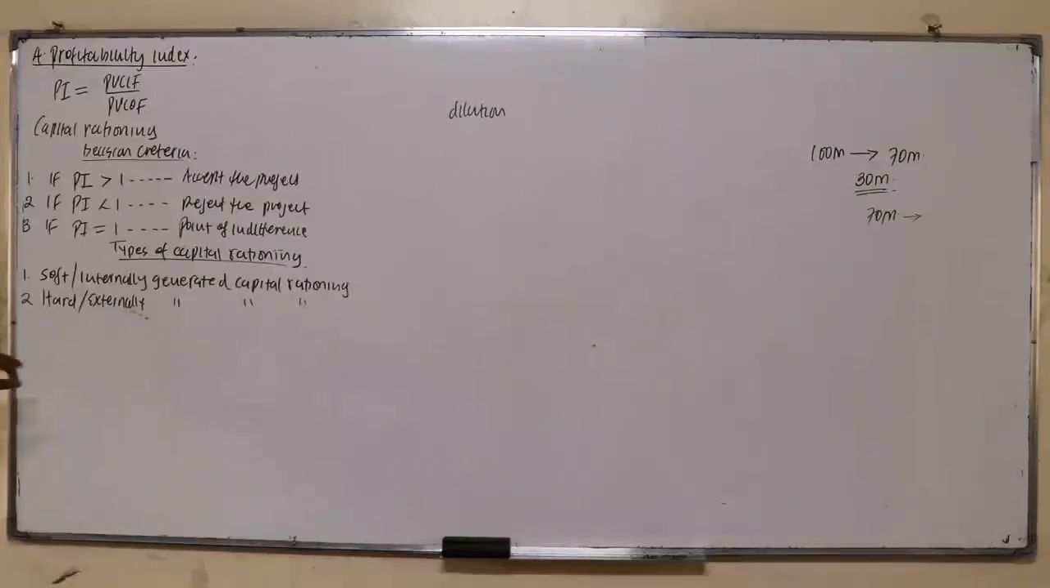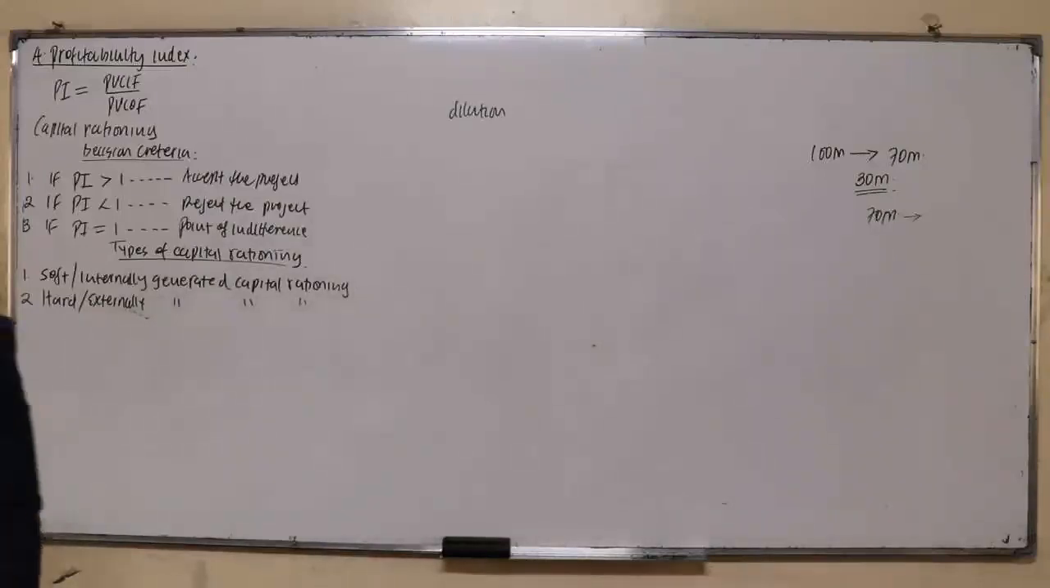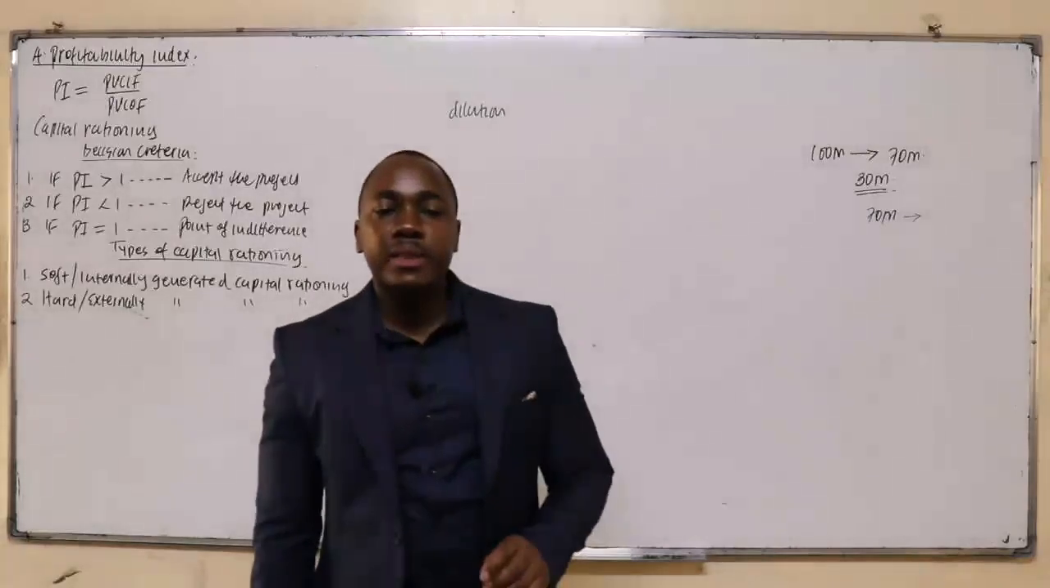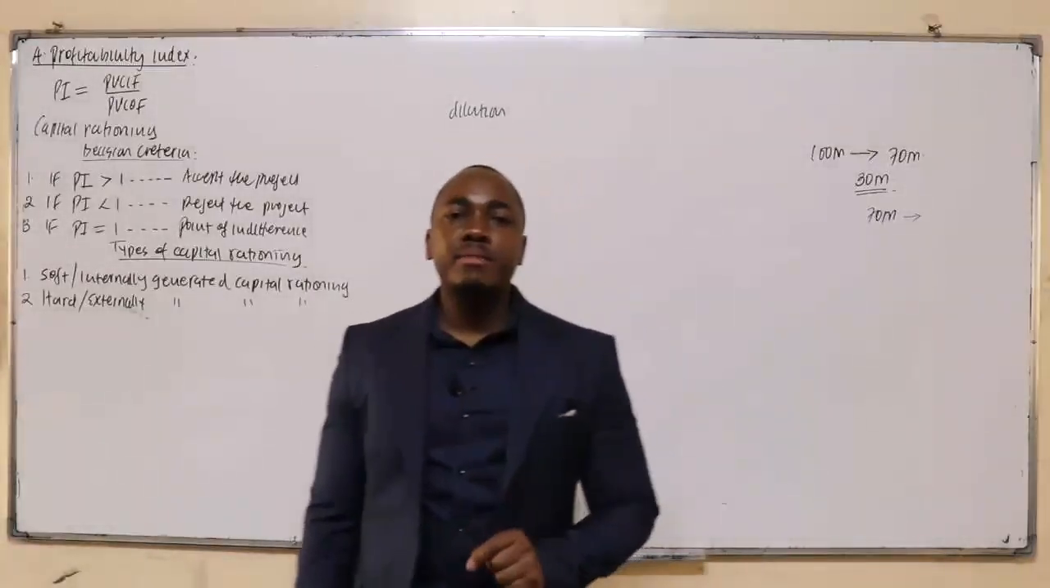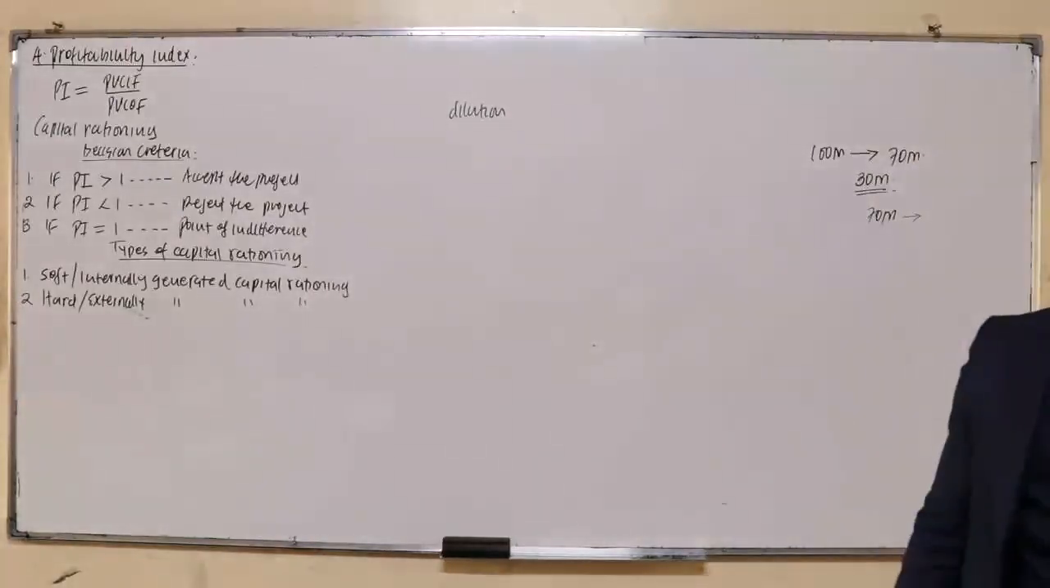Good. Number two, externally generated capital rationing. That was soft. Now we look at hard capital rationing. This is the scarcity of investment funds.